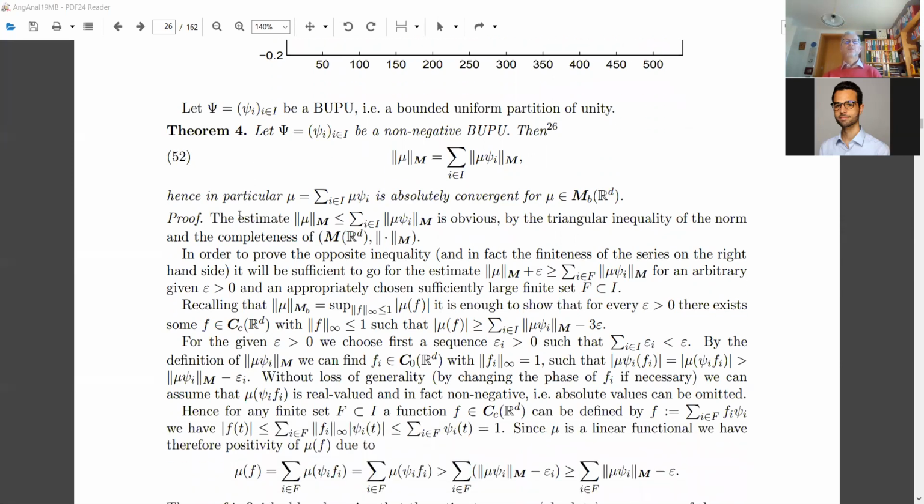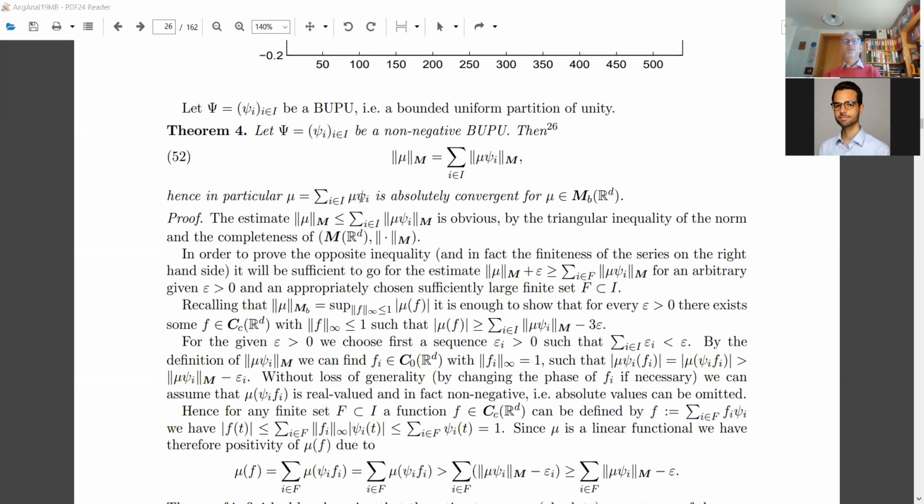So the first statement is very harmless. It's just the completeness of the space of linear functionals, which I may discuss later on. It's clear that if somebody tells you, I have a bounded measure, and the countably many pieces give you an absolutely convergent sum, then of course the sequence will be convergent, and it is easy to see that the action of that sum on a test function f is the same as the sum of mu applied to psi i f.